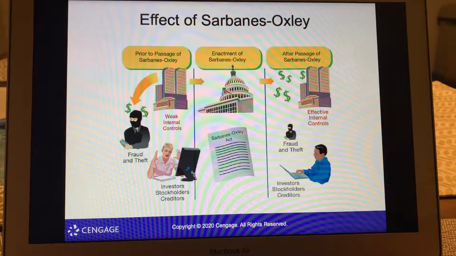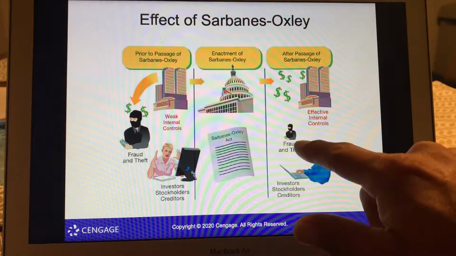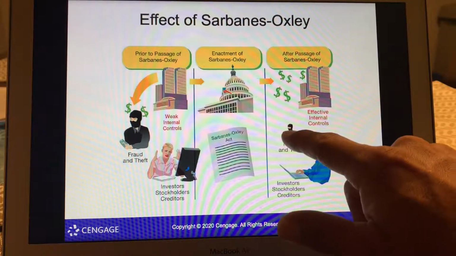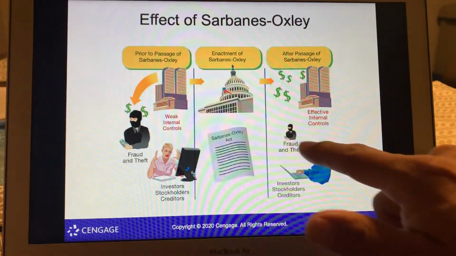So here's what it might look like graphically prior to the passage of Sarbanes-Oxley. Weak internal controls, fraud and theft, investors, stockholders, and creditors are frustrated, enactment of the law. And then after passage of Sarbanes-Oxley, effective internal controls. Notice that the fraud and theft has decreased, as you can tell in the two images.